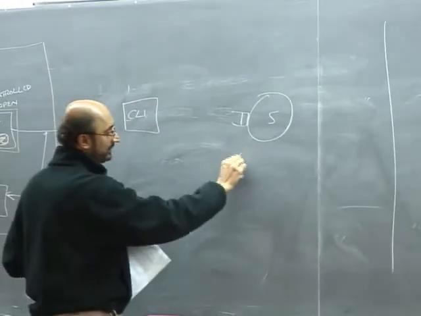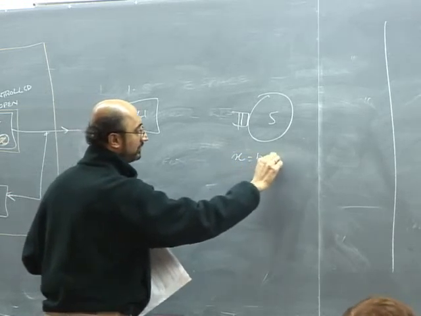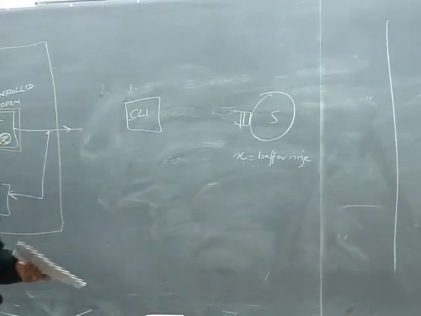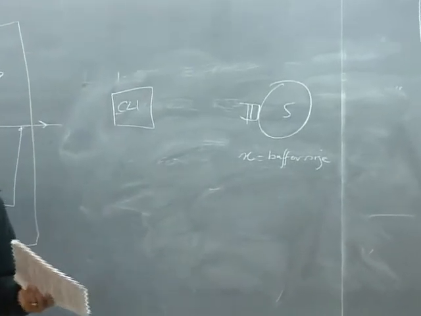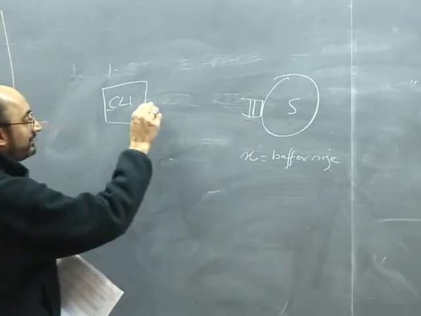This x is going to be the buffer size. That's the state variable I choose. Of course, there are many other things you could choose as well. You could choose x dot, the rate of change of the buffer, as a state variable as well. But buffer size is obviously a simple way of doing it.